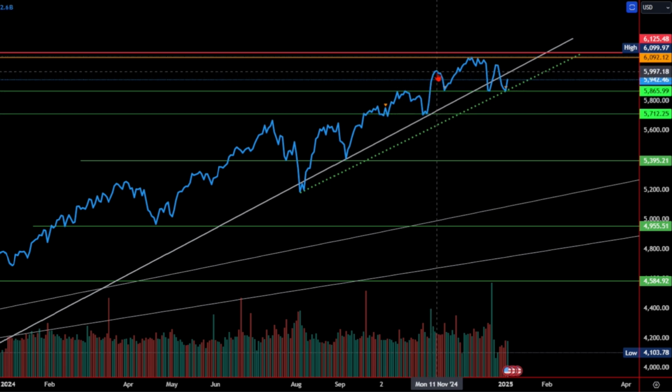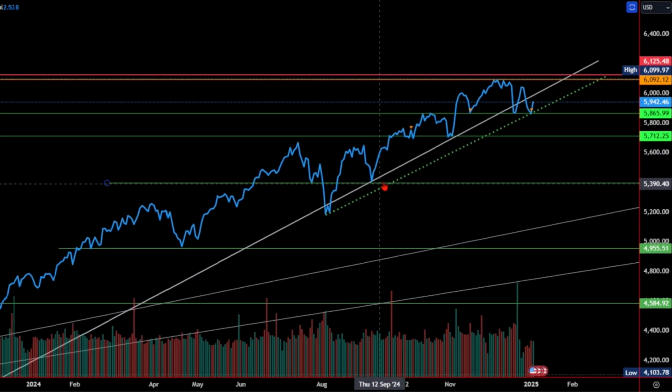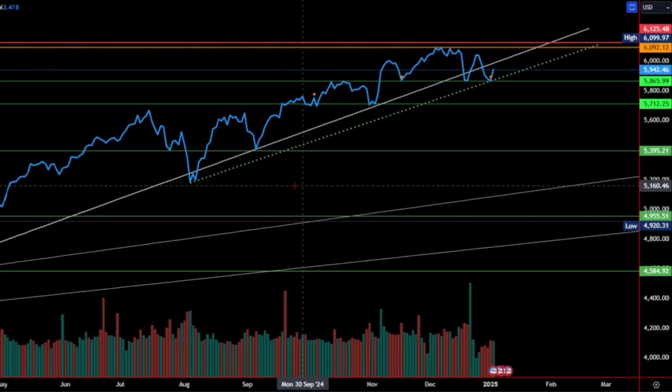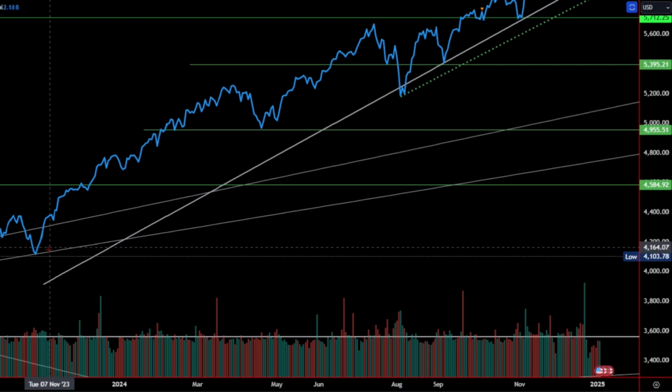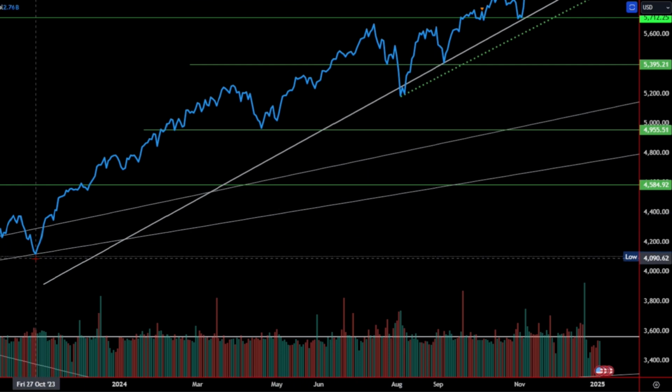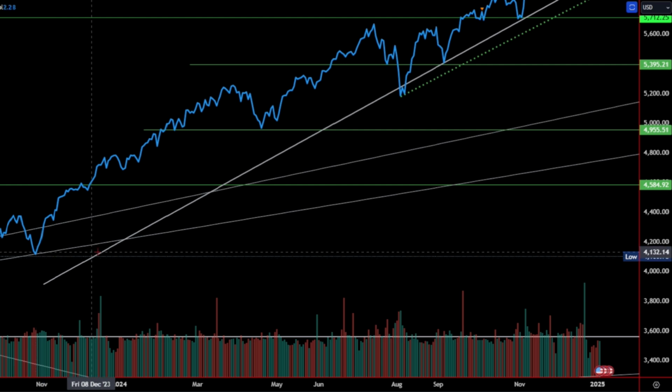You can see it came all the way up at resistance at $6,000. $6,000 made all-time highs there. So S&P has been on this bull run for a long time, for years now. 2023, end of October 2023, and we're in 2025.